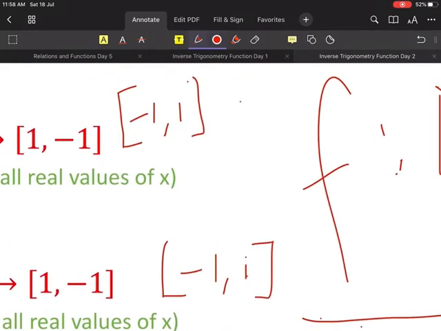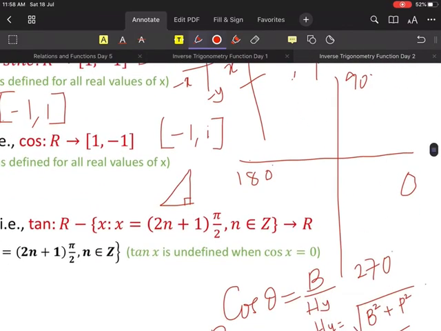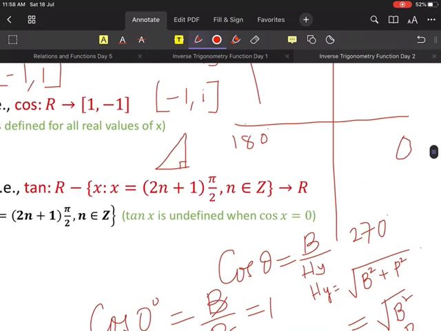Coordinate axis. When you do coordinate axis, this side you write x, this side you write -x, right? This upper side you write y, this down side you write -y. Yes or no? That's why cos 180 is -1.